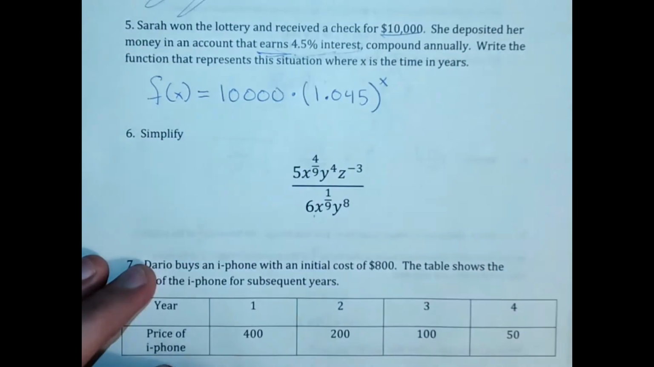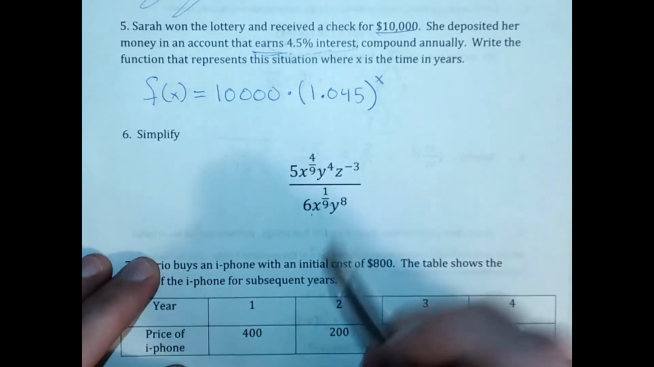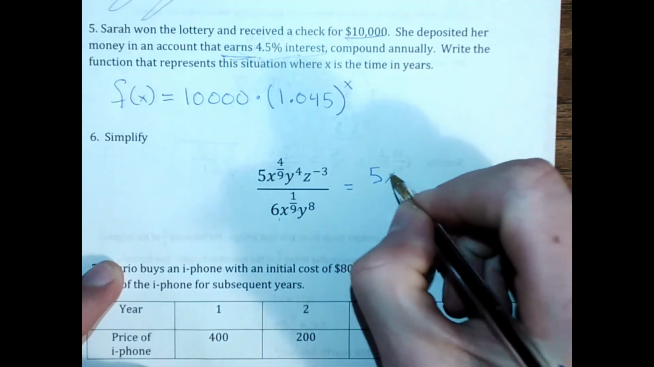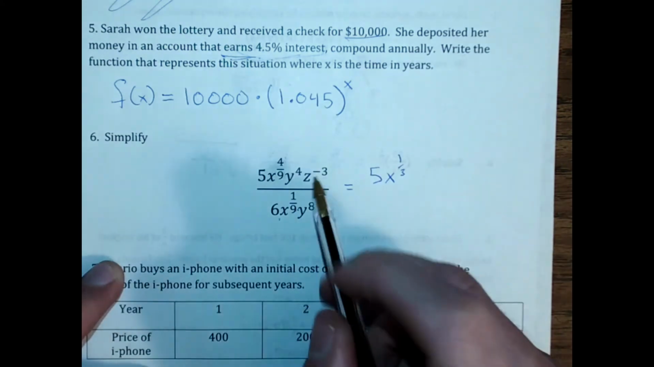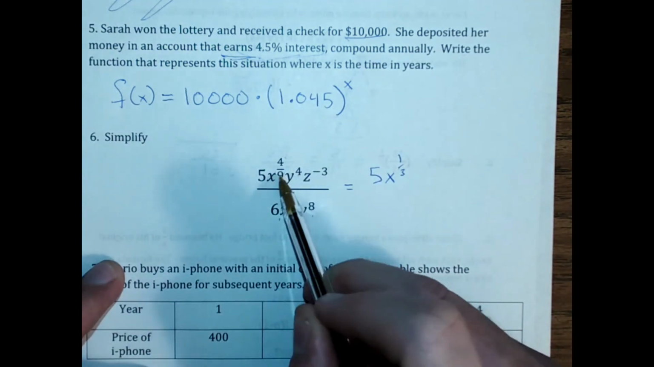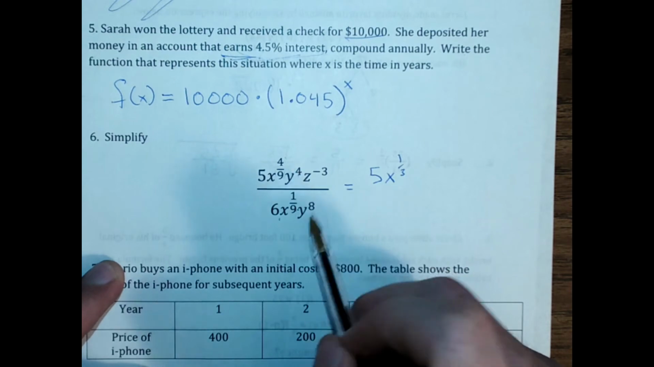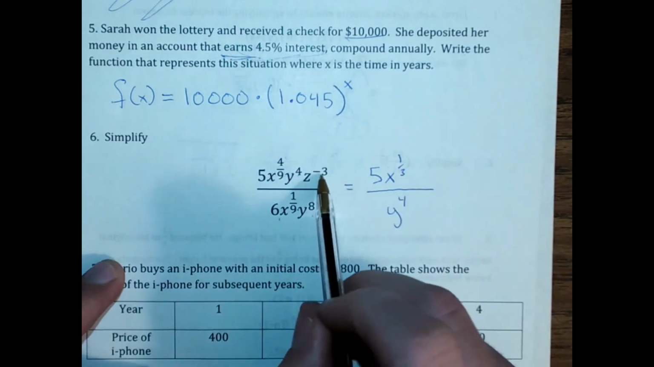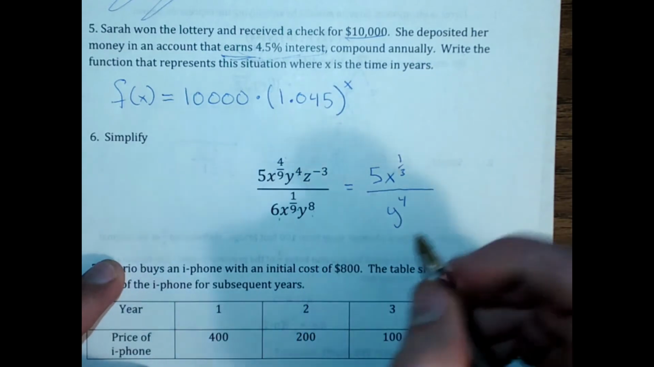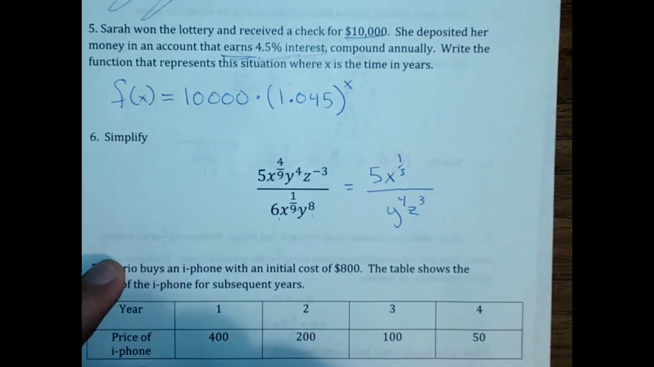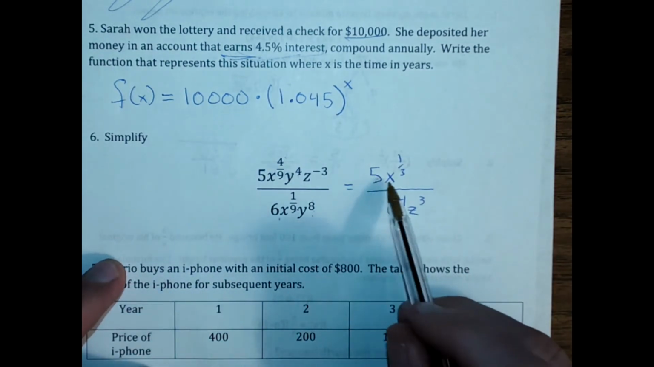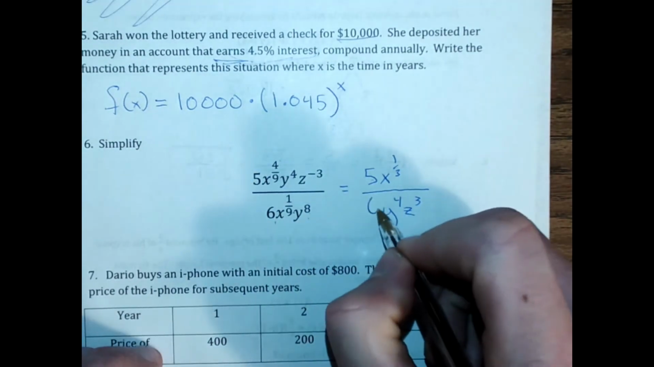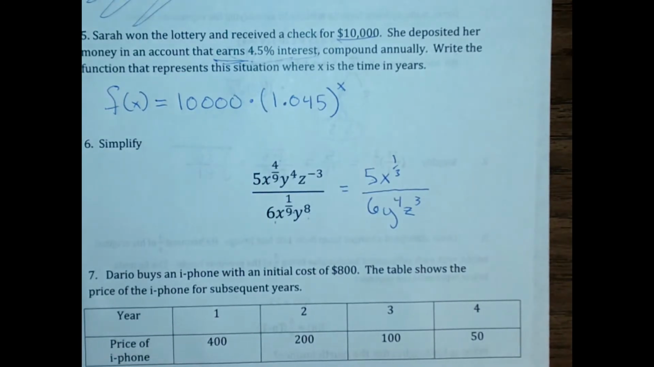Here, the 5 and the 6 aren't going to simplify, but the 4/9 and the 1/9 are going to subtract to become 3/9 or 1/3. So that's 5 and x to the 3rd power. And then the 4 minus 8 on the exponents for the y is going to give us negative 4. So that's going to be y to the 4th on bottom. And then the negative 3 on the z is just going to bring the z down to the denominator spot. So that's z to the 3rd power. And that should be it. 5x to the 1/3 divided by y to the 4th is z to the 3rd. And then the 6 should be in front here too. And that looks good.